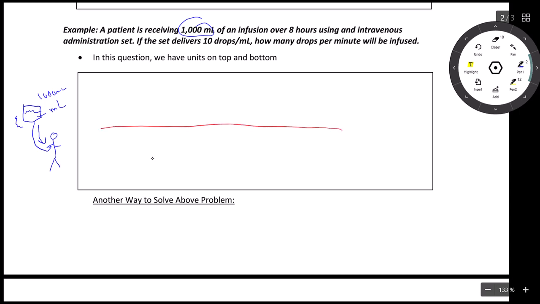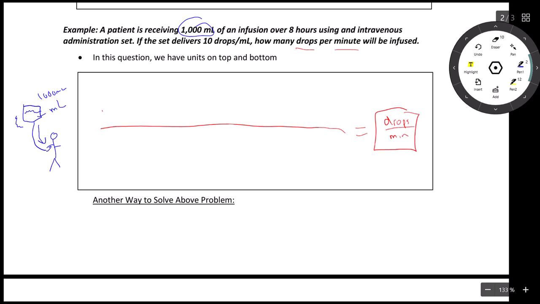So first thing is draw my unit path, draw my equal sign. Over on this side we're going to place the units that we're looking for. The units in this case are drops per minute. So I'm going to have drops on the top and minutes on the bottom. That's the unit that I am looking for, drops per minute. And I'm going to start over here on the left hand side with what's given to me.